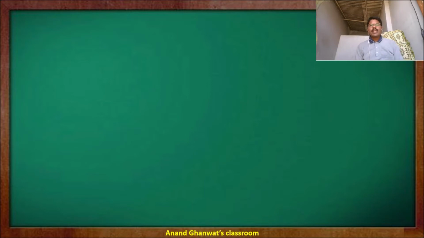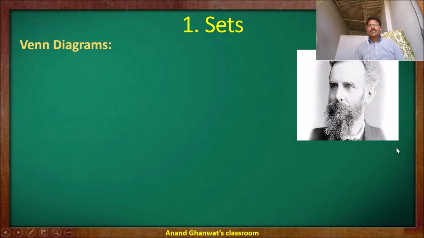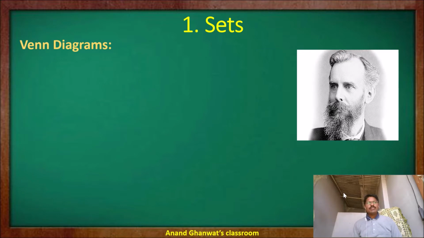In this lecture, we are going to learn the third part of sets, Venn diagram. You are looking at the picture of John Venn, who was a great mathematician, representing these types of Venn diagrams.